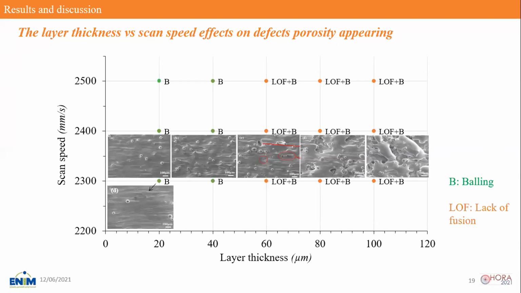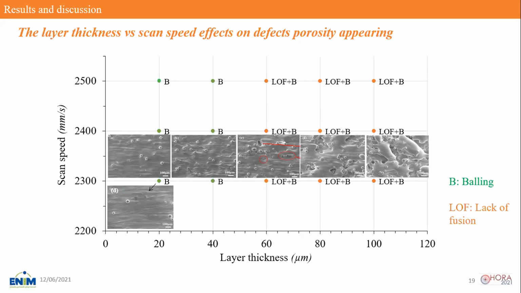The layer thickness effect on porosity is demonstrated in this figure. The green data points indicate the presence of the balling defect. The data points in orange are the layer thickness and scan speed combinations indicating the presence of the lack of fusion and balling defect. As we can see, only balling defect is present until reaching the layer thickness value of 16 micrometer. From this value, both balling and lack of fusion are present.